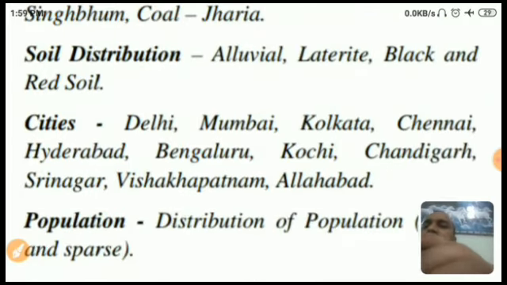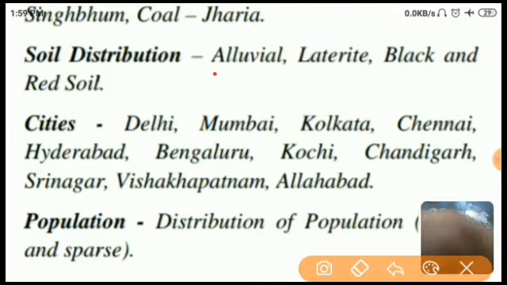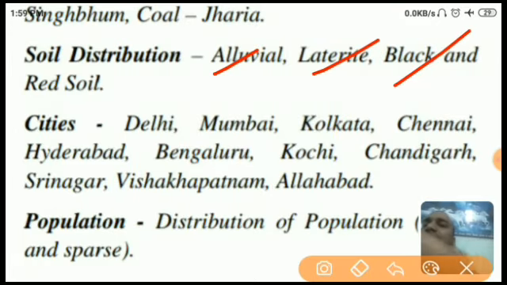Next one is the soil distribution. Basically, there are more than 36 types of soils, but generally we study 4, 5, or generally 7 or 9. It depends on the area. But in our course, there are only 5 types of soils. So soil distribution covers alluvial, laterite, black and red soil.